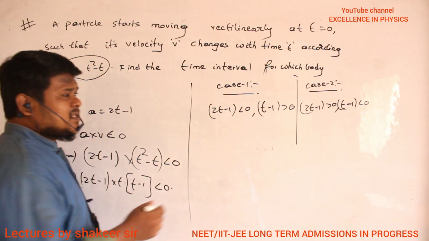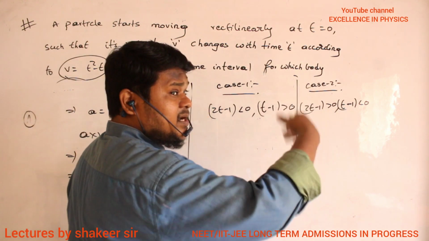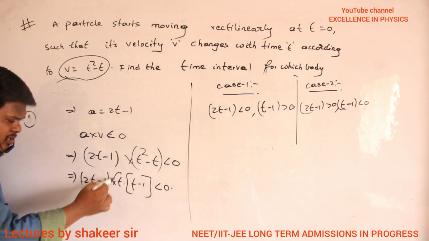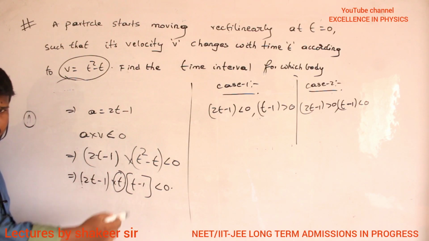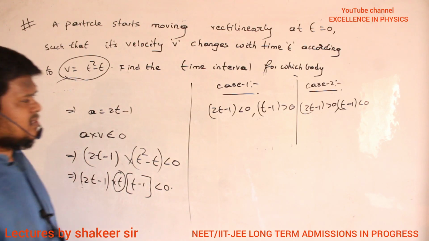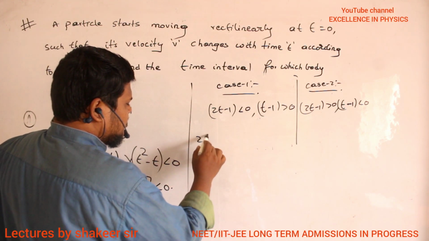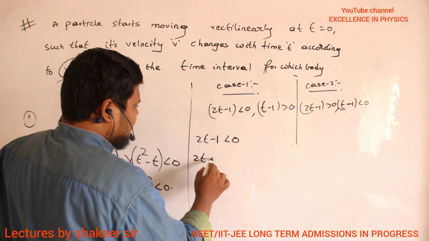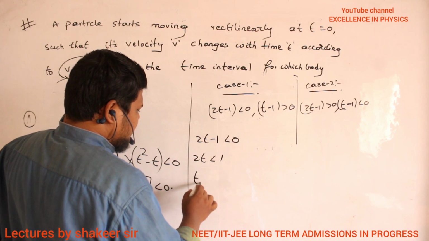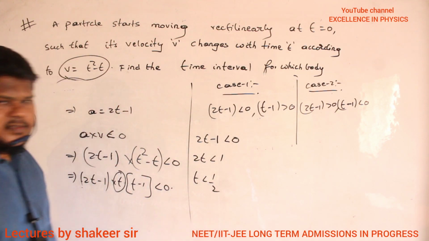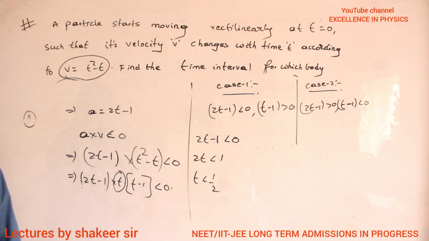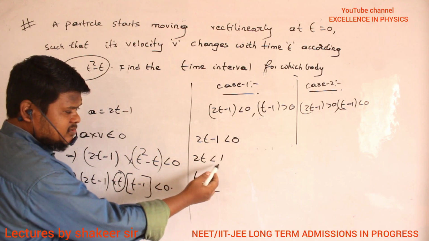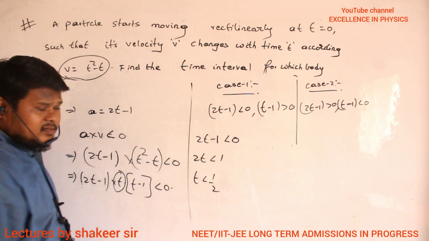So let us see. This is not time less than 0, no? t minus 1 less than 0. This t cannot be 0, but these two can be 0 or less than 0. Clear? Let us see. So in case number 1, 2t minus 1 is less than 0. So 2t is less than 1. So t is less than 1 by 2. Can I write like this? 2t minus 1 is less than 0. 1 I am taking to the other side. So 2t is less than 1. So t is less than 1 by 2.